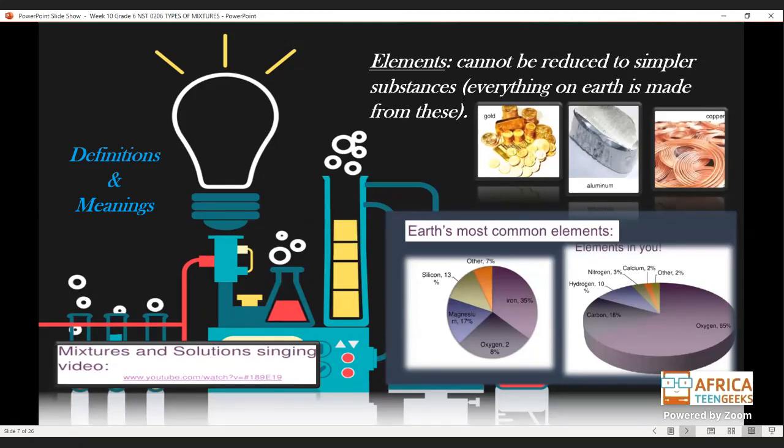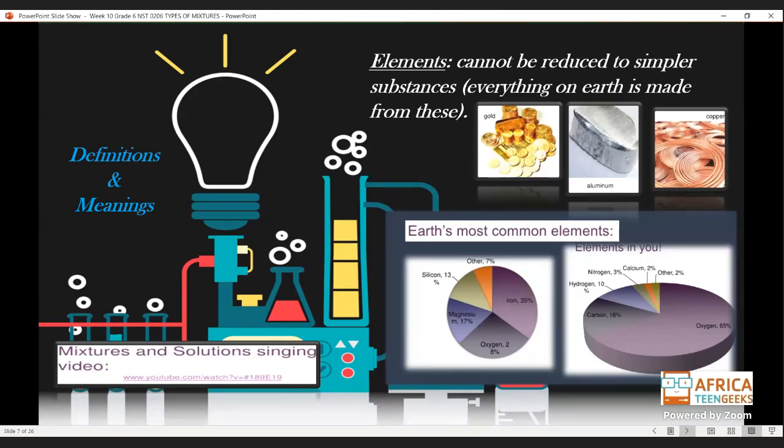Okay, so our next one is elements. All right. So elements cannot be reduced to smaller substances. So an element as it is cannot be made simpler. It is what it is. Now, everything on earth is made from elements. Okay. So you have, for example, gold. You have aluminium. You have copper. All right.